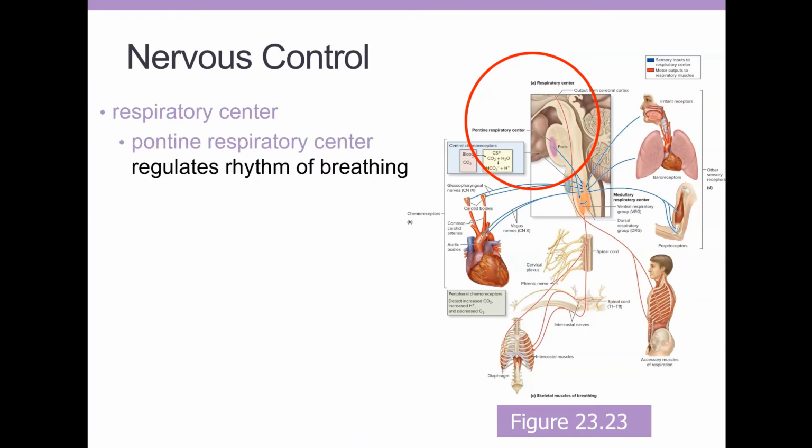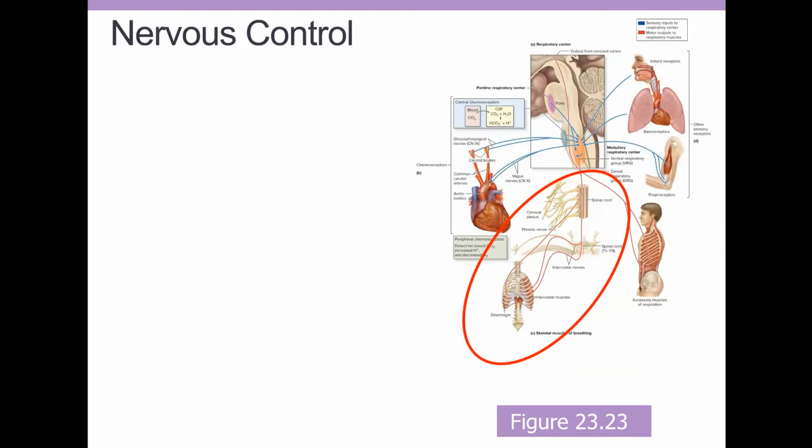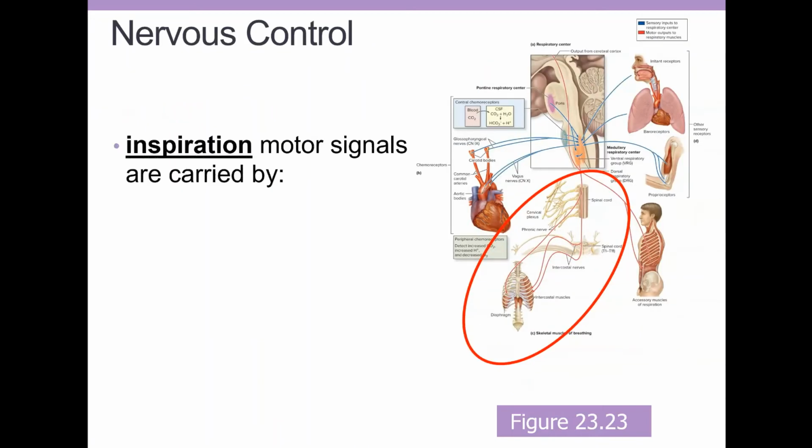So you also have a pontine respiratory center, and that's up here in the pons. That's where you regulate the rhythm of your breathing. And then down here, you also see that you've got motor signals carried for inspiration. Those are going to be carried by your phrenic nerve. Your phrenic nerve is one of those cranial nerves that we learned also back in, actually it's not a cranial nerve, I was thinking of the vagus.